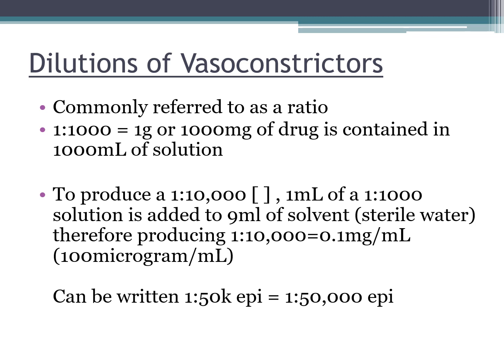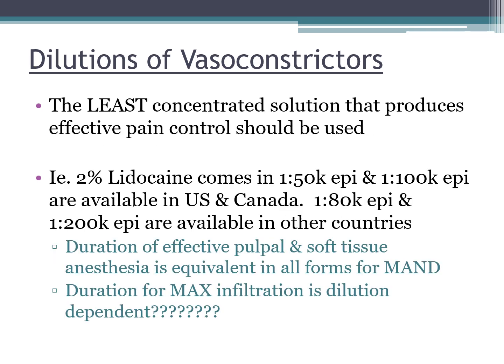So 1 mil of 1 in 1,000 solution is added to 9 mils of solvent, which is in the cartridge, and that is how you get 1 in 10,000, 0.1 milligrams per mil, or 100 micrograms per mil.